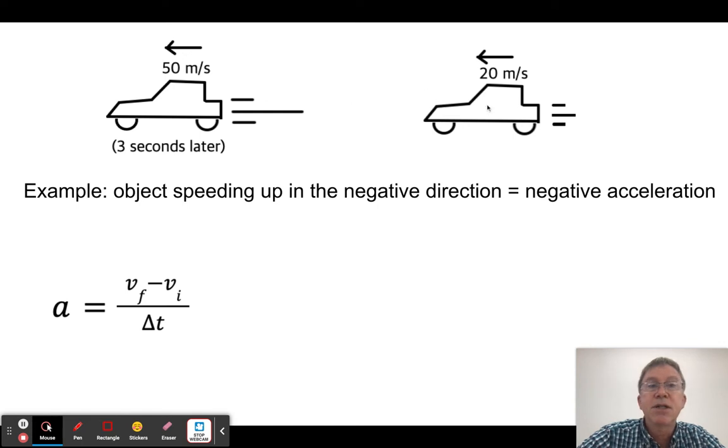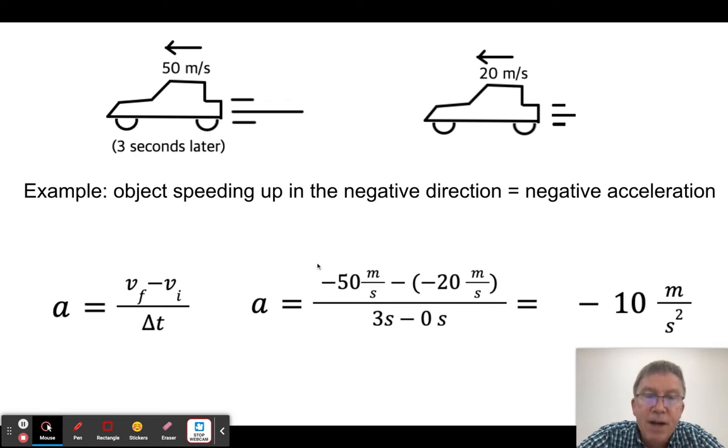Here the car is initially going 20 meters per second in the negative direction, to the left, and 3 seconds later it's going 50 meters per second in the negative direction. So I know that it's got a negative acceleration. Let's calculate that using the equation acceleration equals Vf minus Vi over delta t. The final was negative 50 minus the initial was negative 20. So negative 50 minus negative 20 is negative 30, divided by 3 gives me negative 10.